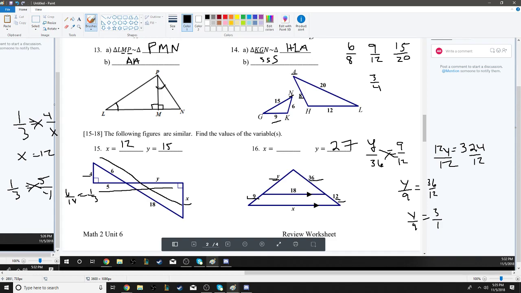The next part, we're going to do for x, we have the side over the base. So 36 over 18 is equal to the entire side over the entire base. 36 plus 12 is 48 over the entire base, which is x. Now 36 over 18 reduces, luckily enough, to 2 over 1 equals 48 over x. And if you cross multiply, we get x equals 24.